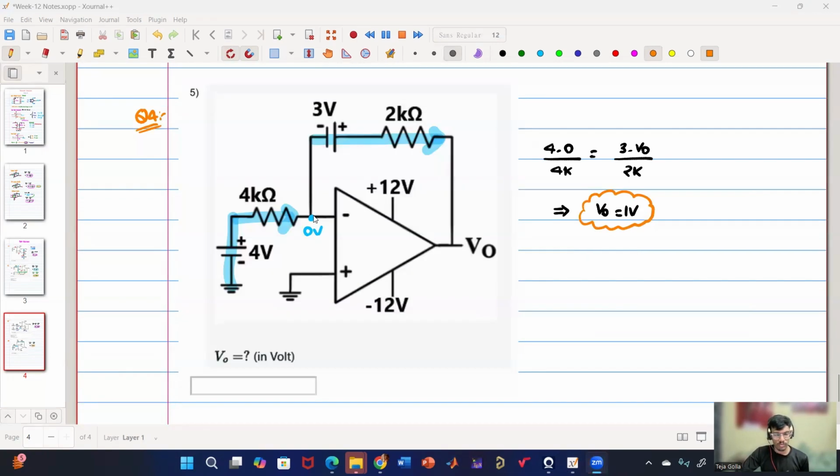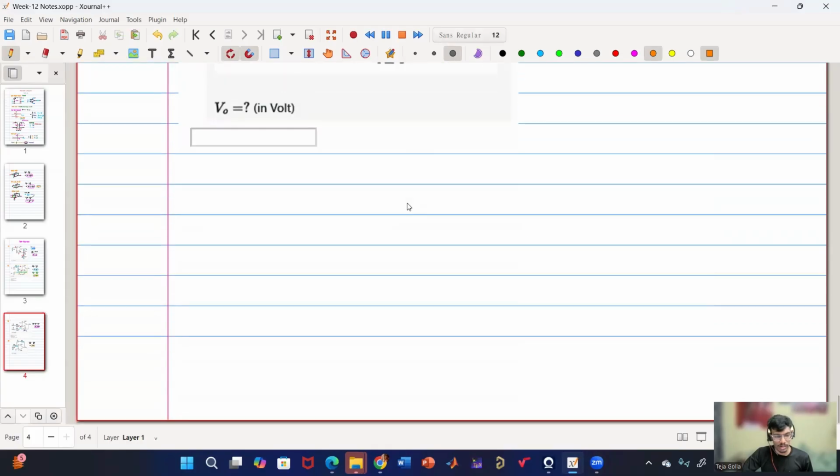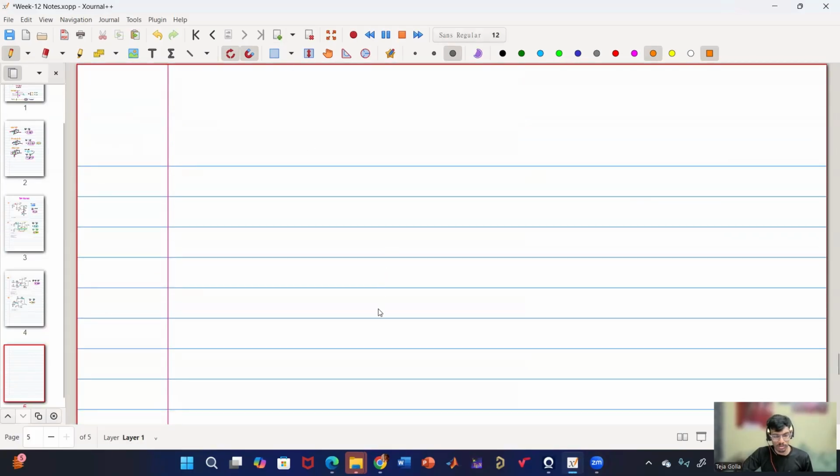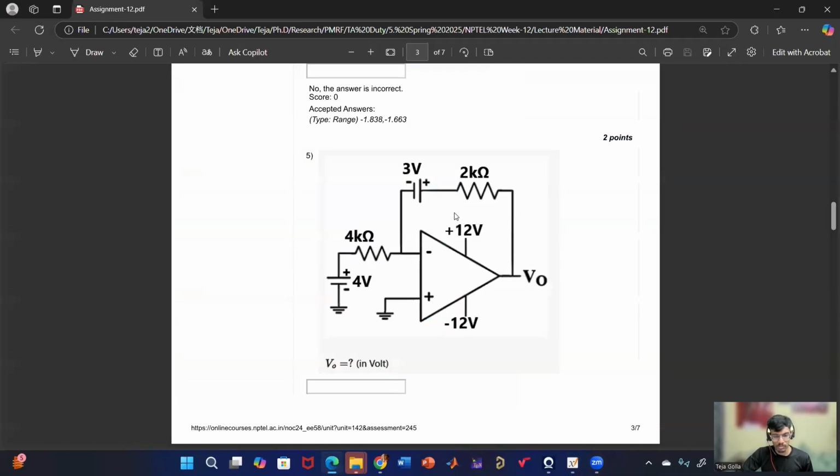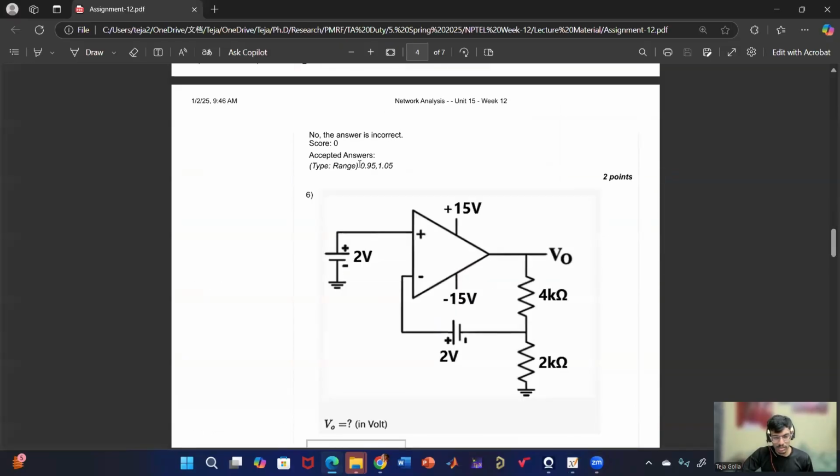So now, if you see, things have become very simple because we are just directly using the virtual short mechanism as well as KCL. And now things are becoming easier, and I think you will also be more confident to solve these problems. So this problem we have just solved. Let us cross check the answer. It is 1 volt and it is perfectly fine.